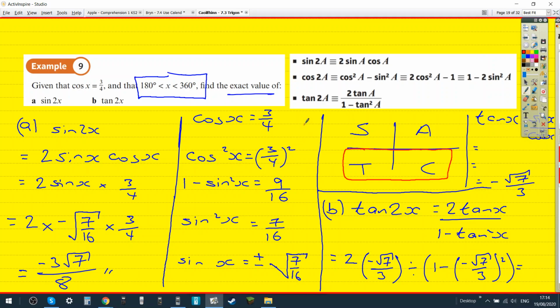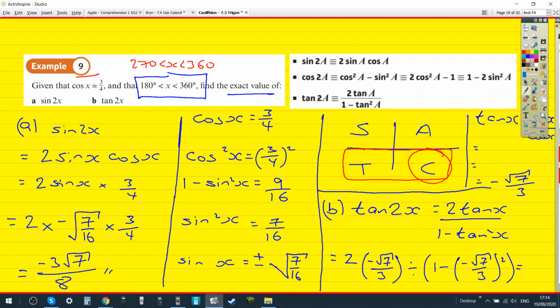I don't know. Is it this one? I'm not sure. I'm confused. It is definitely this one. X is between 270 and 360. We can narrow it down even more. Do you know how I know?